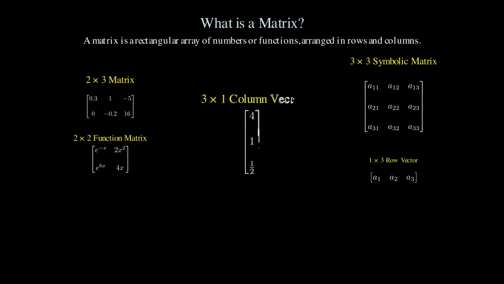And this is a column vector. It has 3 rows and just 1 column. Here, 1/2 is the third entry of the column vector.